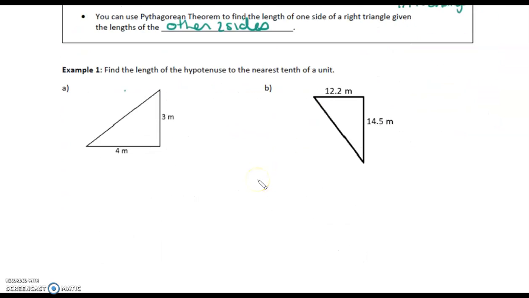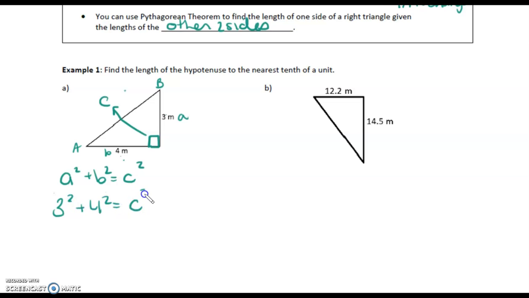Example 1. Find the length of the hypotenuse to the nearest tenth of a unit. So we have 4 and 3, and this is our 90 degrees. This would be c. This is going to be our hypotenuse for sure. So we have a squared plus b squared equals c squared. What we're going to do is sub in 3 and 4 for a and b. These are interchangeable. We can call it a and b, or you could have called it b and a. So we have 3 squared plus 4 squared equals c squared.